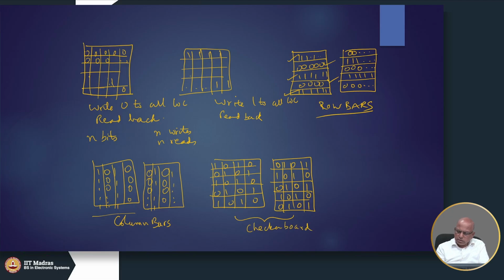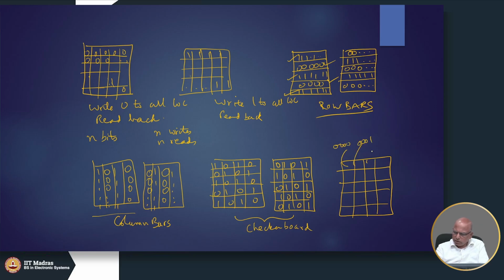You can write what is called a parity pattern. See, the address of this is 0 0 0 0. The address of this is 0 0 0 1. The address of this is 0 0 1 0. The address is 0 0 1 1. Okay. Now I can take the parity.